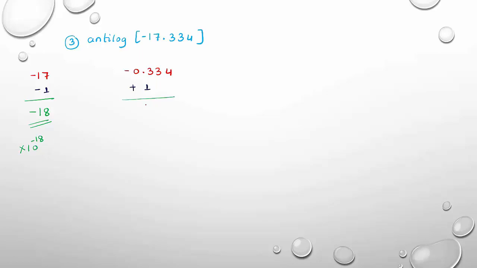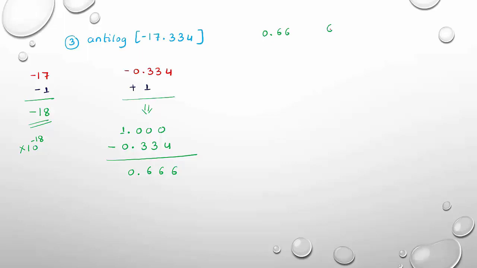So here this can be written as plus 1, meaning 1.000 and remaining is minus 0.334. What is the answer? So subtracting these digits we get 0.666. This is the second part. So this we can observe through the log table.